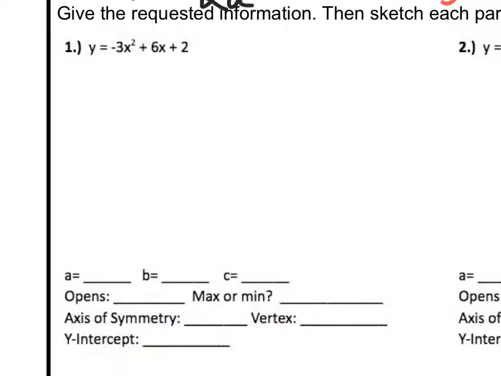What's A, guys? Negative 3. What is B? 6. What is C? 2. Helpful to figure that out first. Based on the A value right now, it's a negative 3. Does it open up or down? That is a negative sad face parabola. It opens down. And since it opens down, will it have a maximum or a minimum? Maximum. Okay. That's the basic information.